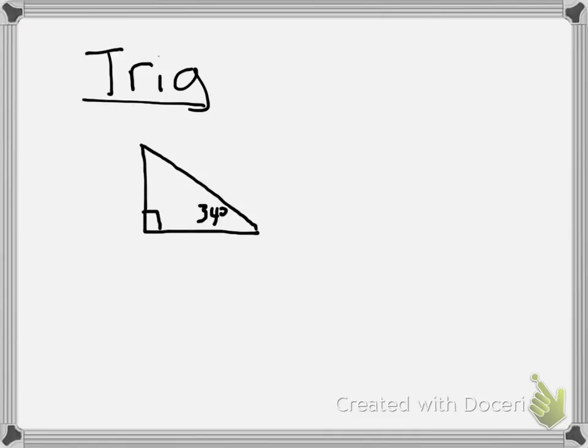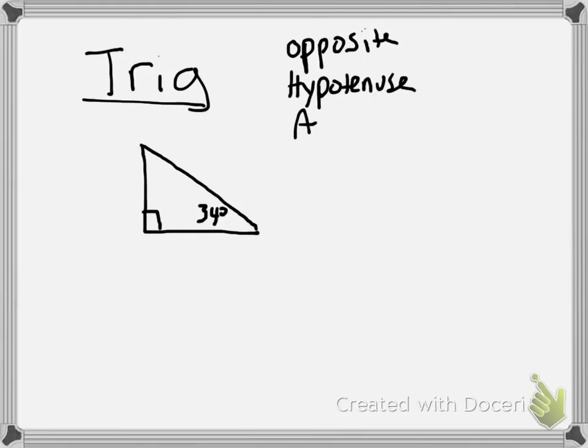And whichever angle it is that you're dealing with, the first thing you want to do is go through and start labeling your sides. And there's three sides that we're going to look at. We're going to look at opposite, hypotenuse, and adjacent. Okay, now I will usually just put an O, an H, and an A. But in trig, you always want to figure out which angle you're dealing with. So we're dealing with this angle right here.